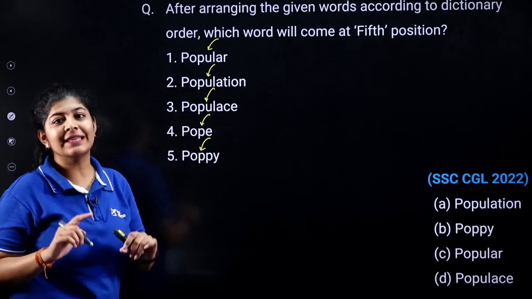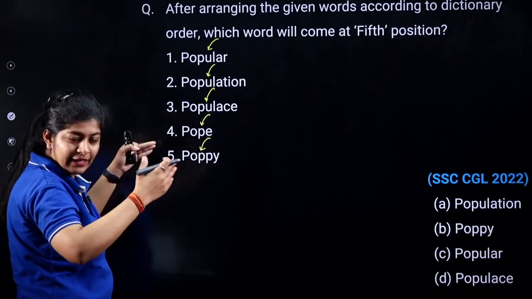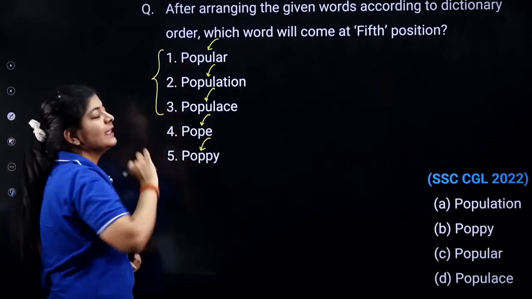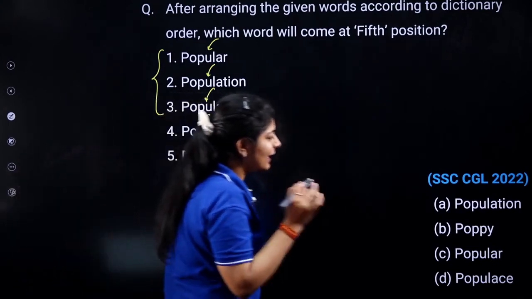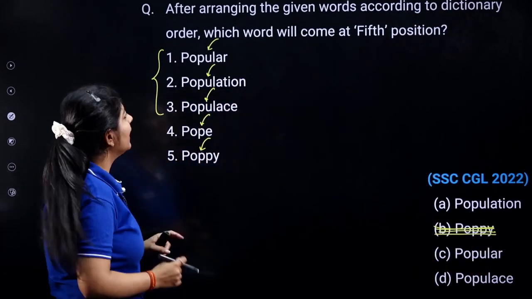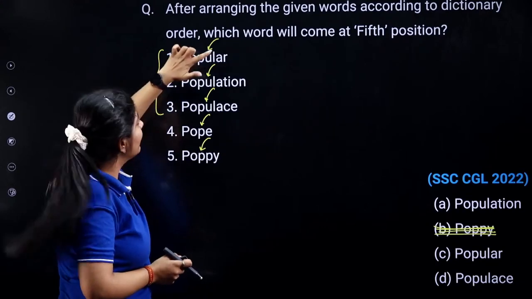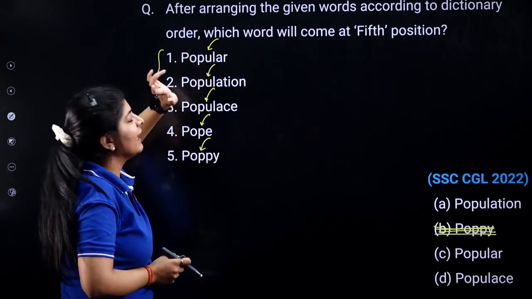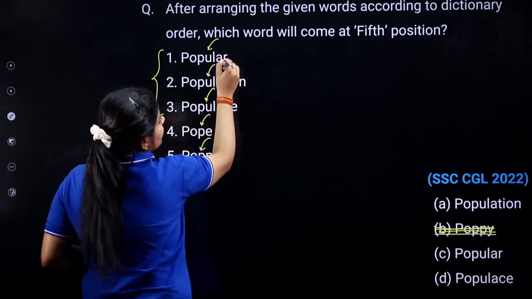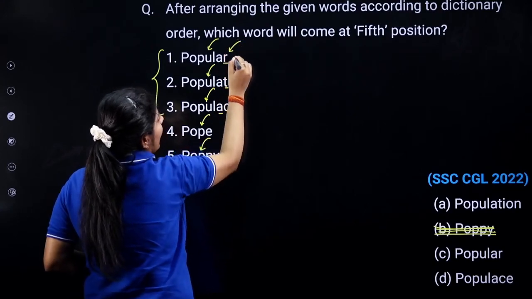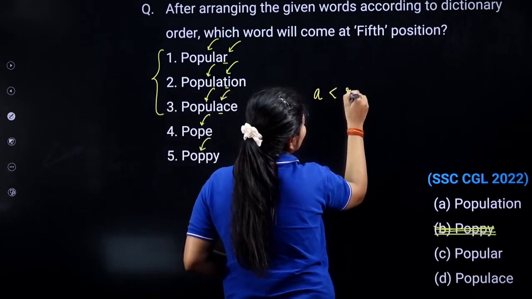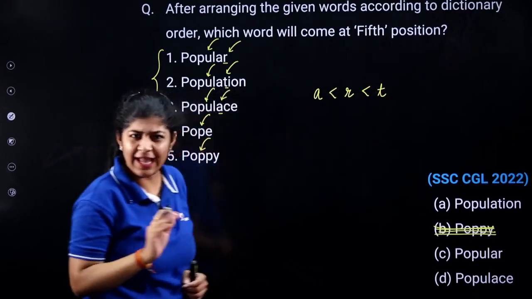So we can say that these 2 will come at the initial level, and after that these 3 will come. So our answer should be out of these 3 words, right? So we can easily eliminate this poppy word from here. Now, as I know that this U is same, L is same, A is same, I am going to check this letter over here. So here I am having R, T, A. I know that A comes first, after that R, and after that T. I know this arrangement.